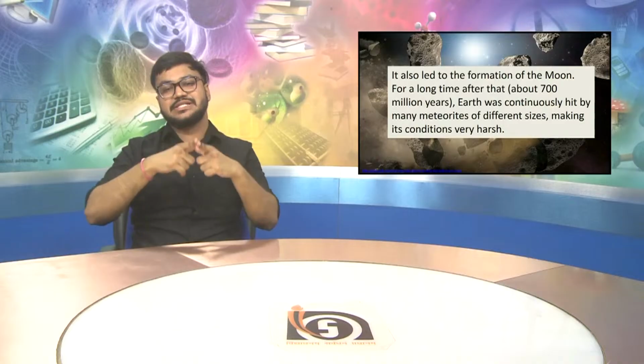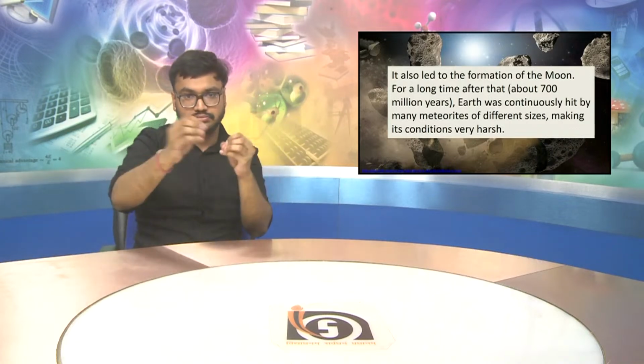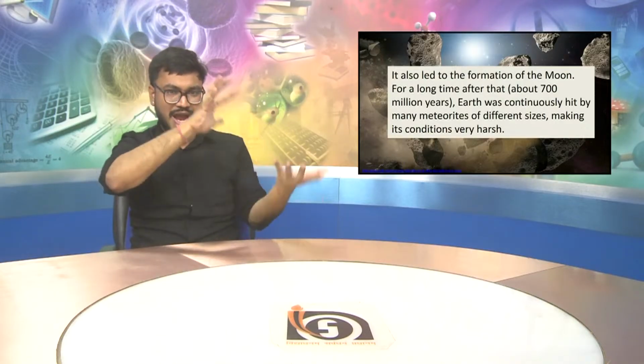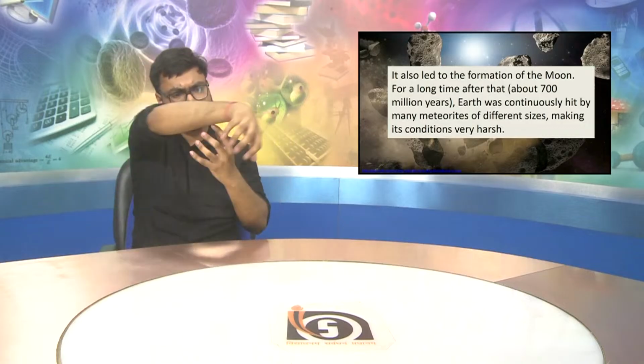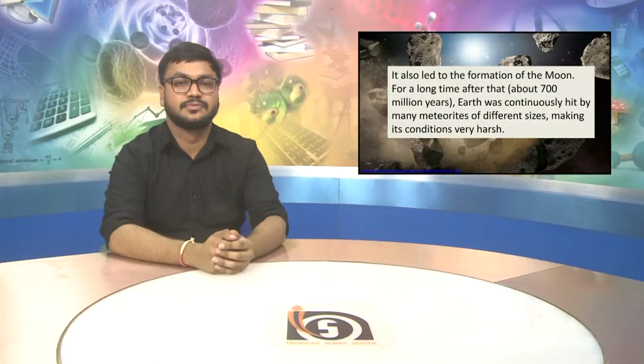It also led to formation of the moon. For a long time after that, about 700 million years, Earth was continuously hit by many meteorites of different sizes, which made its conditions very harsh. Over time, the outer layer of the Earth slowly cooled down and became solid.